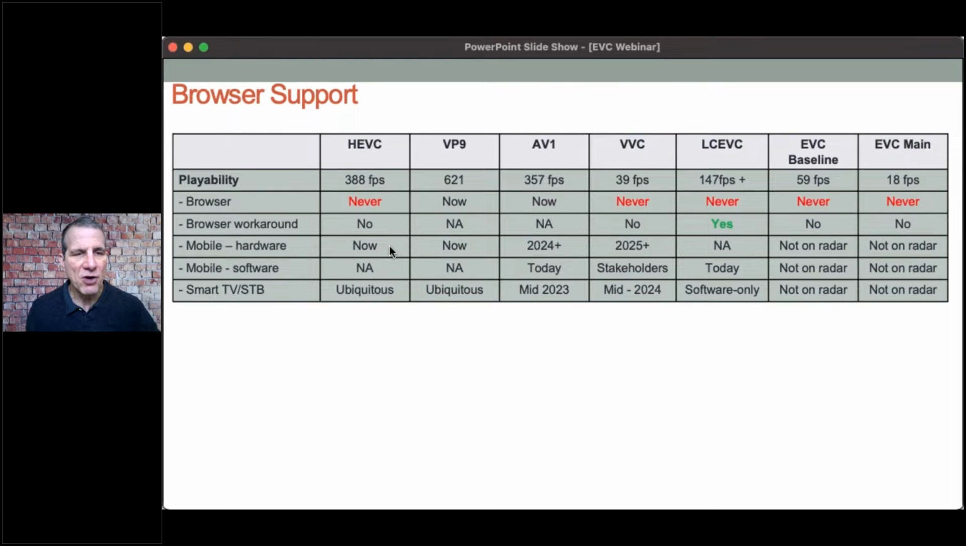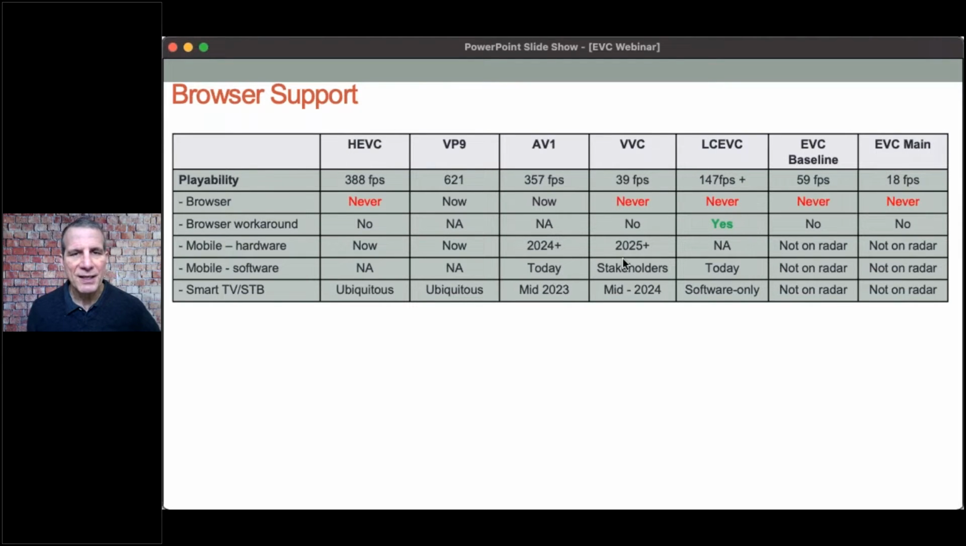In terms of mobile hardware, HEVC and VP9 is available now. I'm a little bit more optimistic than David Ronca. I'm thinking 2024, but he probably knows better. Again, I think AV1 is lightweight enough to start playing in software now if you want to add that capability. VVC, I think, is 2025 plus. LCEVC doesn't require hardware, so I think that's non-applicable. You can do it today. And then EVC is just not on the radar for any of this.